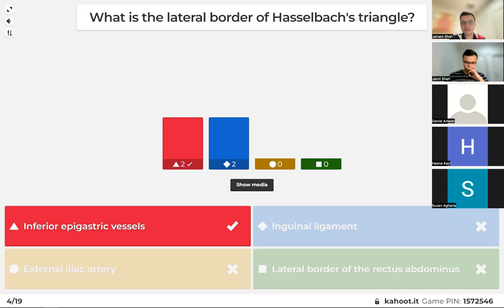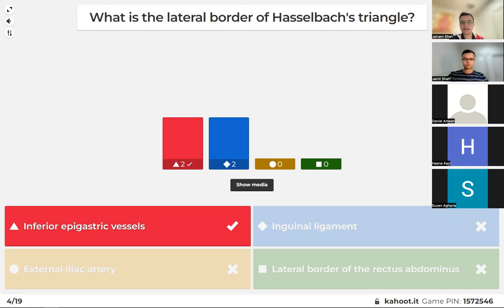And the reason why we're so interested in it is not so much because anatomically it's interesting, but because most direct hernias tend to travel through Hesselbach's triangle, so directly through the abdominal wall. So that's why we're interested in it. The borders themselves are not too important. The only border that is actually important is the lateral border, which is why we made a question on it.